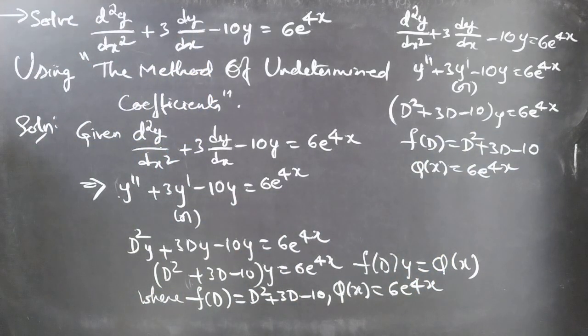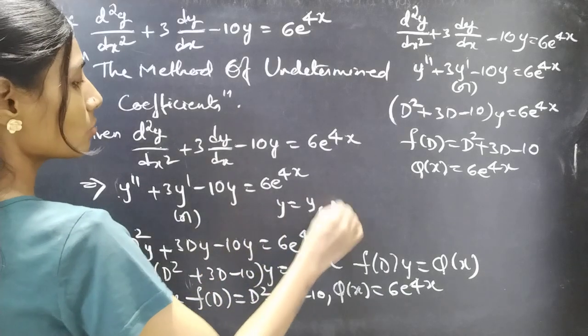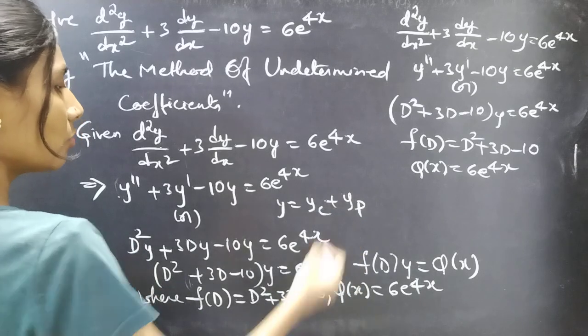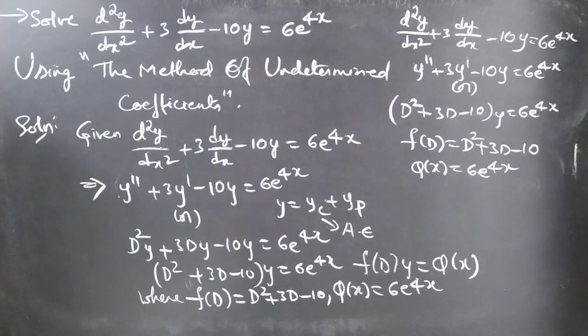Now we'll find the general solution to the given equation, which is given by y equal to yc plus yp, where yc is the complementary function and yp is the particular integral. We'll find yc using the auxiliary equation, and we'll see yp later. Fine. Now let's find yc using the auxiliary equation.